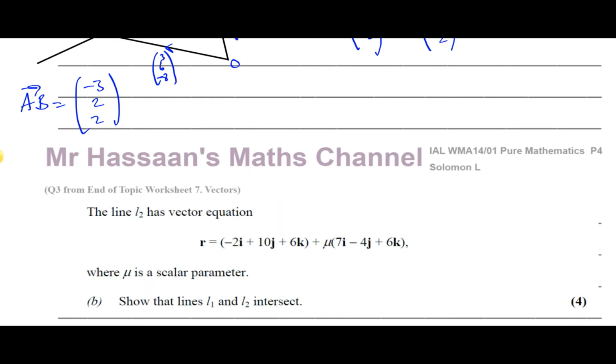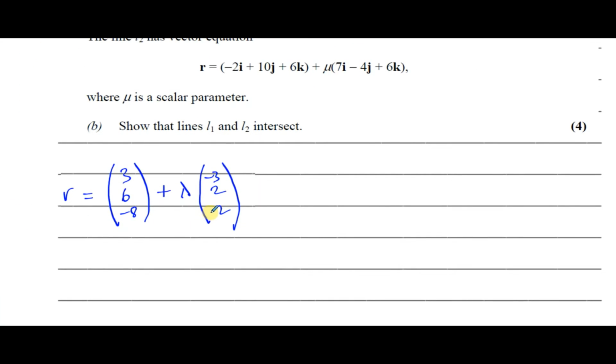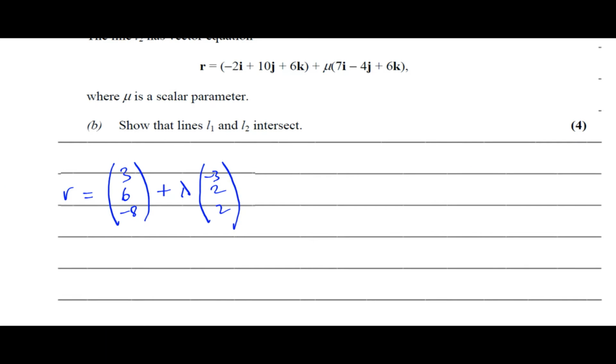So let's do this. Now we know that this is the equation of line 1. We just found it now. And what I'm going to do is I'm going to equate it to line 2. So I'm going to say that's equal to line 2, which we know is minus 2, 10, 6, plus mu times 7, minus 4, and 6. So there will be some values of lambda and mu. There will be one value of lambda and mu for which these two must be equal to each other, because they have to meet at the same point. There's going to be a value of lambda that takes this to the same point as a value of mu which takes this to that same point.